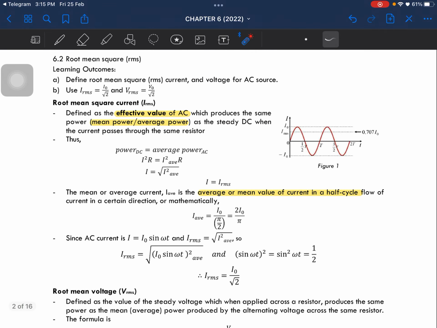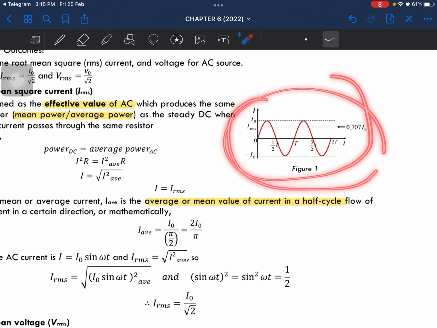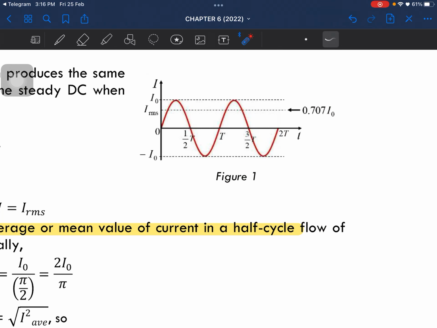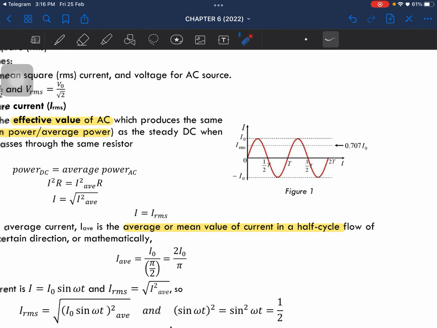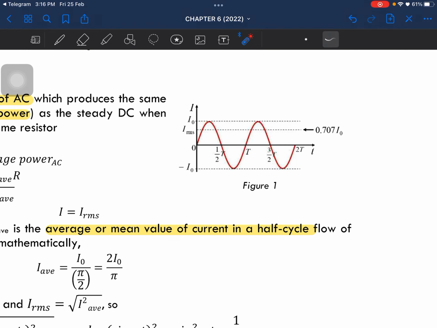So for this definition here, in a graph it can be shown like this. IRMS current is the effective value of AC, so it is just up till here. IRMS won't be at the peak. Peak current is I naught, it's not IRMS.